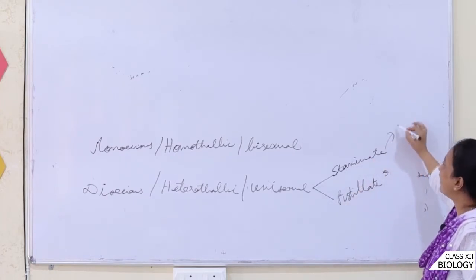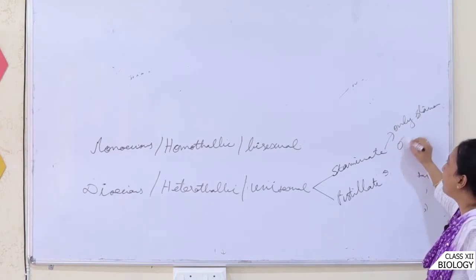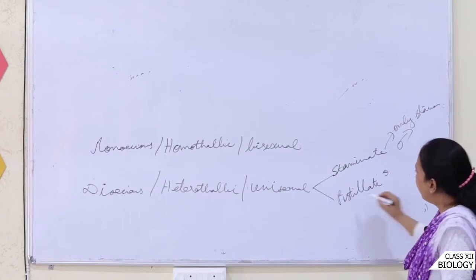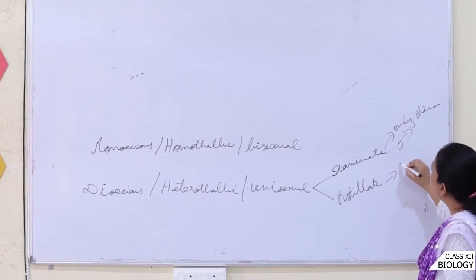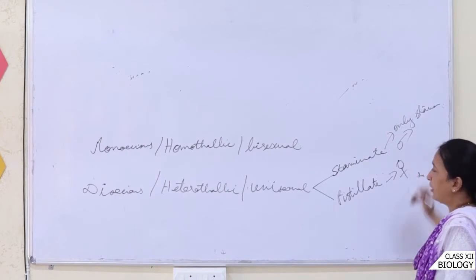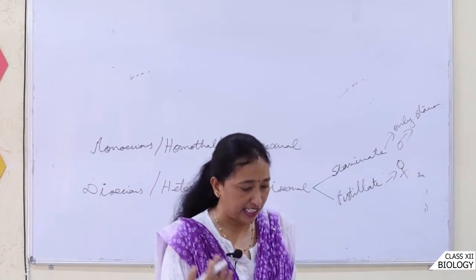Staminate, only stamens present. Stamen is the male reproductive part of the flower. Pistillate, only pistils present, that is the female reproductive part of the plant. So, based on that, the plants are classified.